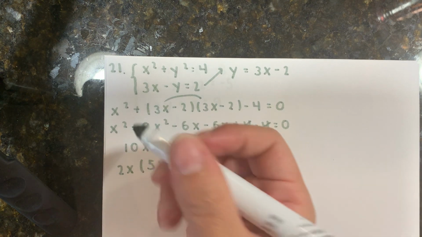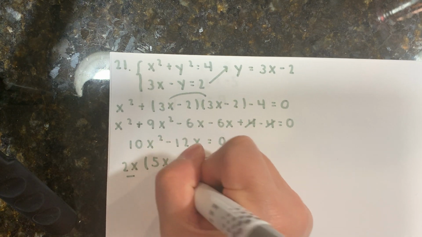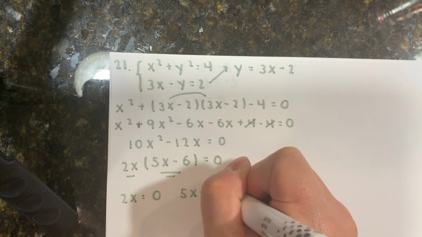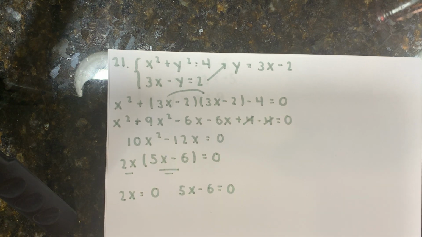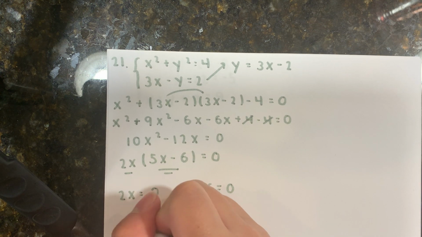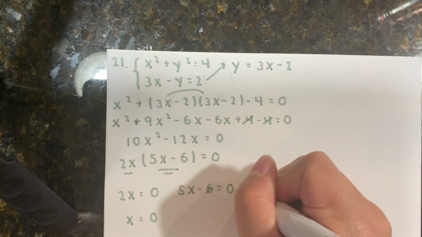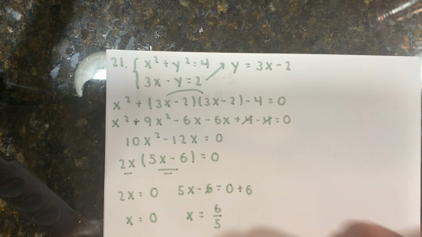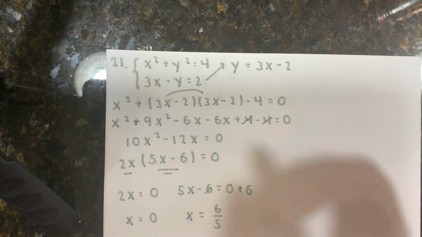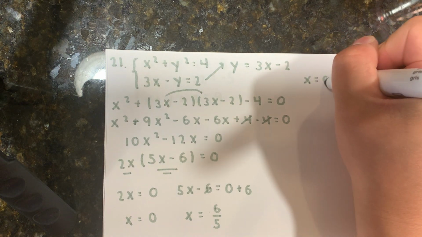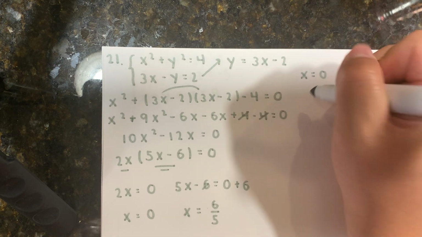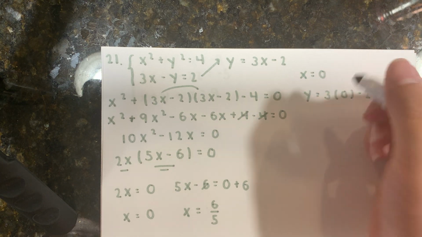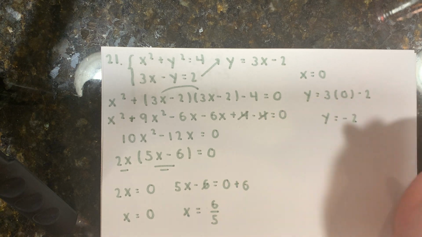Now to solve for x, you set each of them equal to 0, which would give me 2x is equal to 0, and then 5x minus 6 equals 0. So the first one will give me x is equal to 0. My second one is going to give me x is equal to 6 over 5. But now I have to solve for y. So the first one would be x is equal to 0, plugging it into that equation. Would be y is equal to 3 times 0 minus 2, giving me y is equal to negative 2.